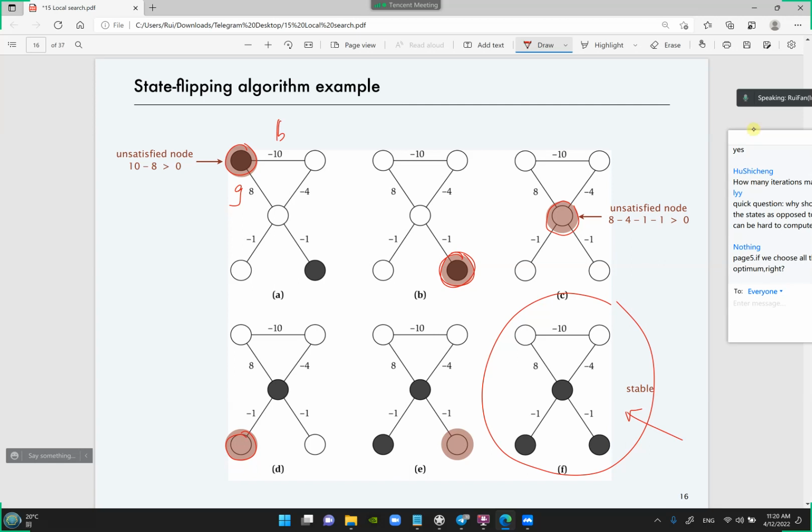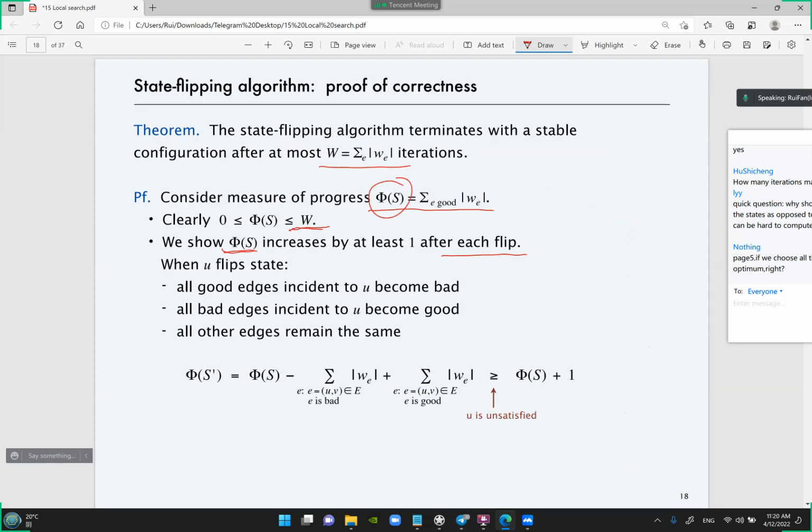Anyways, overall this node is not satisfied, because you lose 10 points over here and you only get 8 over here. But after you flip this node to a white node, this is now a good edge, because you have a negative 10 over here and you want both endpoints to have the same color. And over here, this edge, which used to be a good edge, now becomes a bad edge. So you can see that once you flip a node, all of the good edges become bad, and all of the bad edges become good.